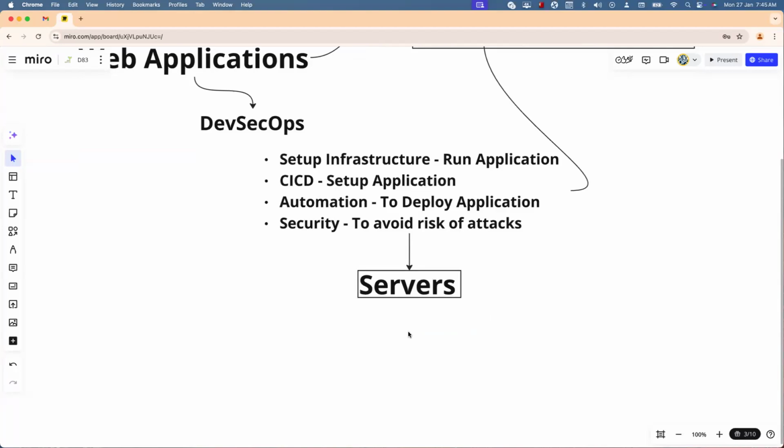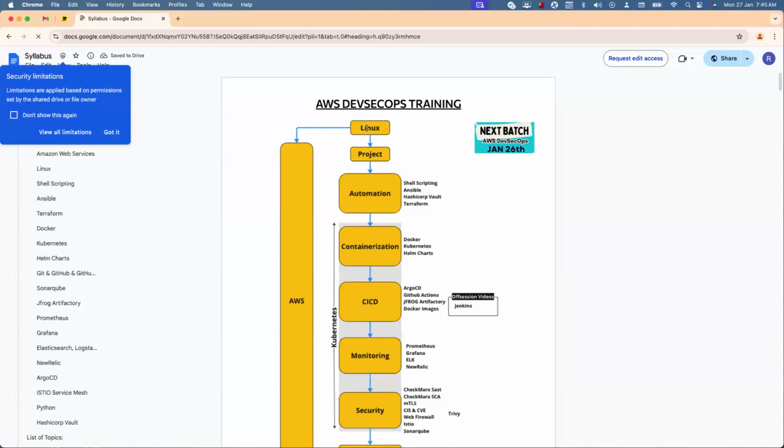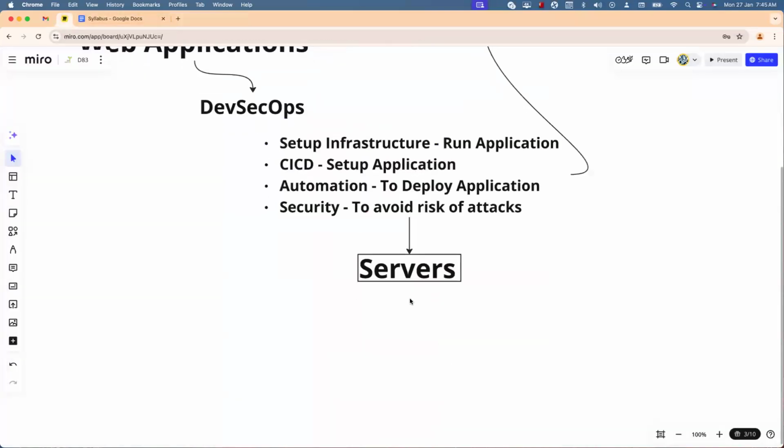Now you go back to the syllabus and ask, hey Raghu, why are you teaching Linux? The reason it is coming in is because all the things are pointing to Linux here. And that was the reason. So the servers are coming into the picture.